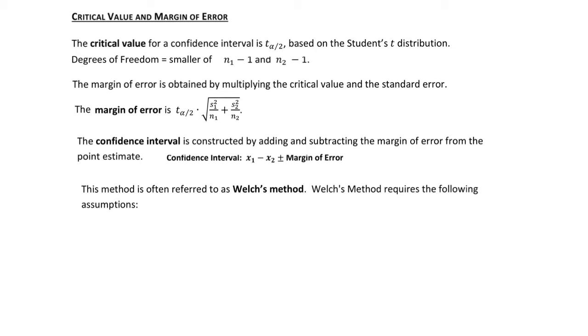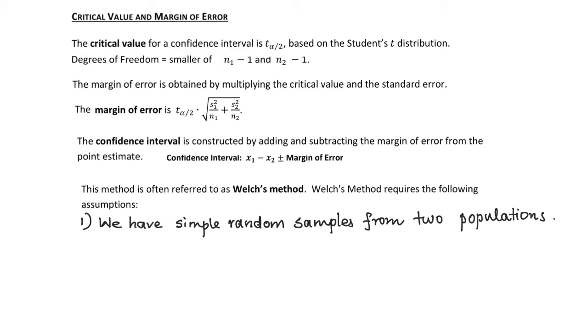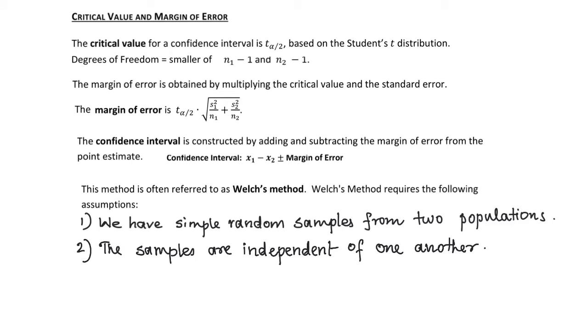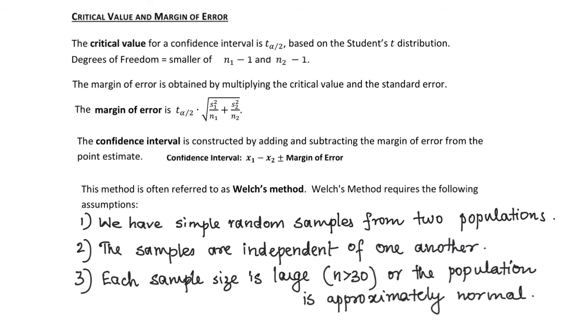It has three assumptions. We have a simple random sample from two populations. The samples are independent of one another. Each sample size is large and greater than 30, or its population is approximately normal. When the assumptions are satisfied, we can construct a confidence interval. Here, assumption 3 is necessary to ensure that the sampling distributions of x1 bar and x2 bar are approximately normal, because this justifies the use of the Student t distribution.